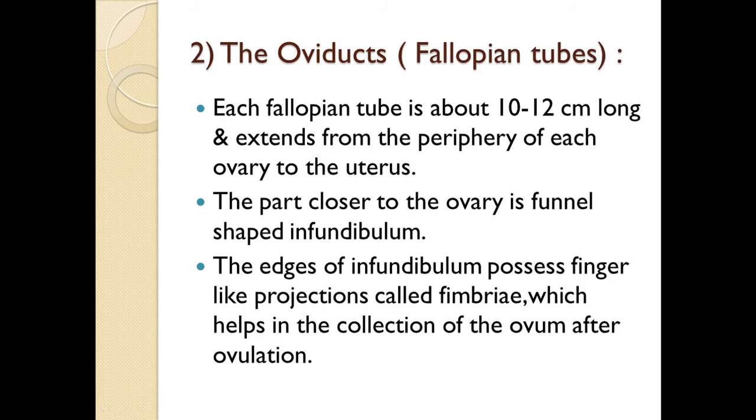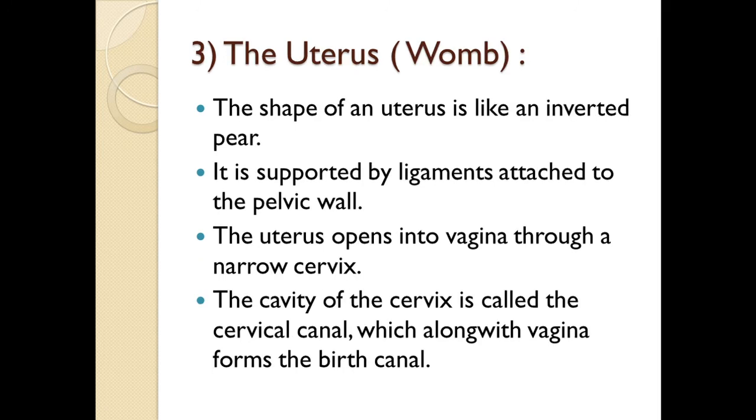The next important part of the female reproductive system is the oviducts, or fallopian tubes. These are tubes about 10 to 12 cm long that extend from the periphery of each ovary to the uterus. The part closer to the ovary is the funnel-shaped infundibulum. The edges of the infundibulum possess finger-like projections called fimbriae, which help in the collection of the ovum after ovulation.